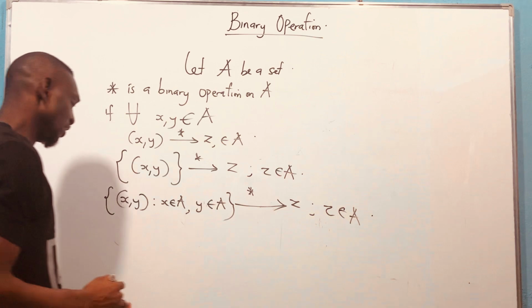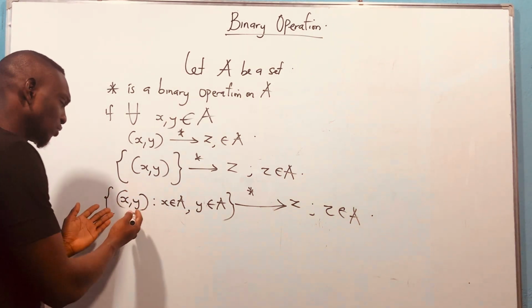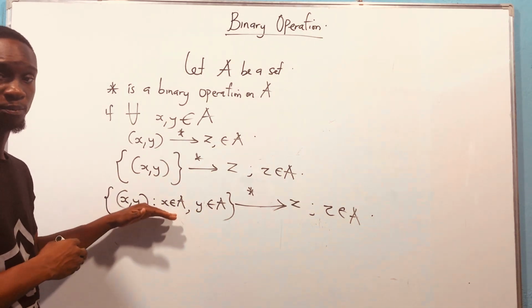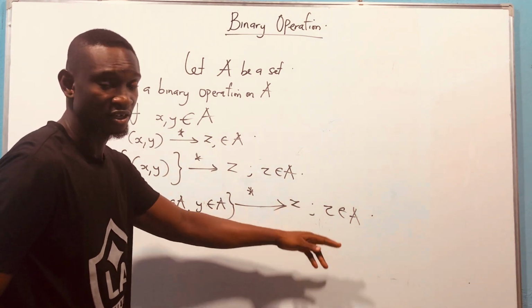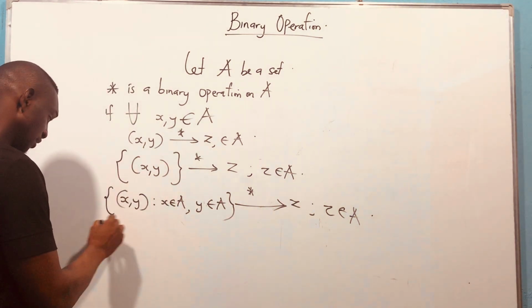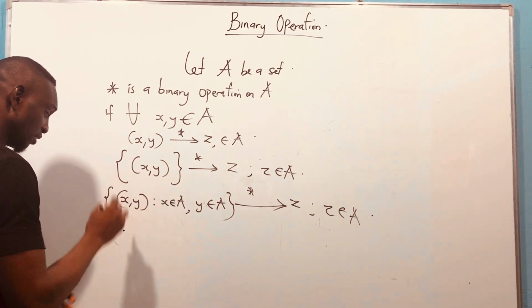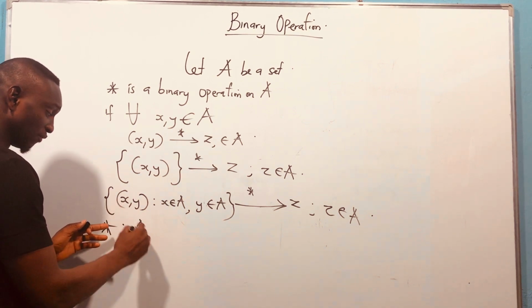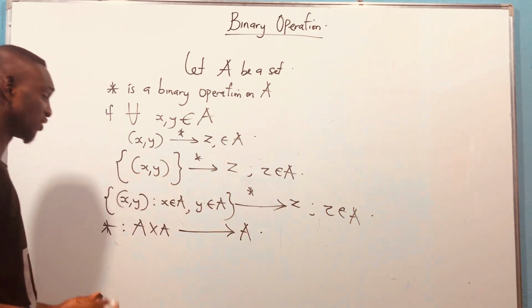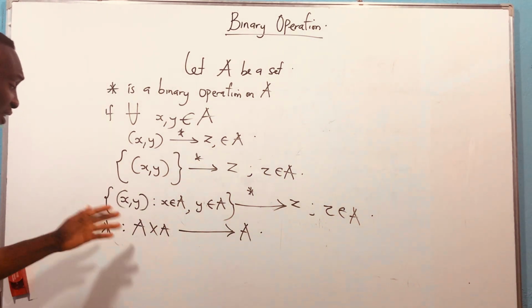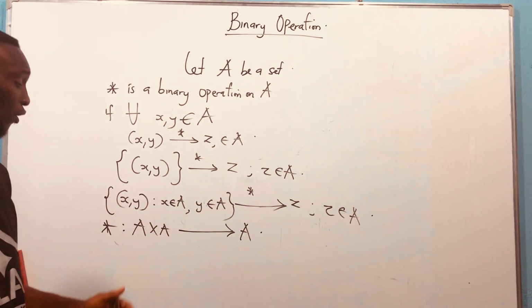So you see that this is the set of pairs, and this talks about the Cartesian product of A, and it moves to elements in A. So we say that this comes from the Cartesian product A times A, and it terminates in A. Hence, any operation that satisfies this is called a binary operation on A.